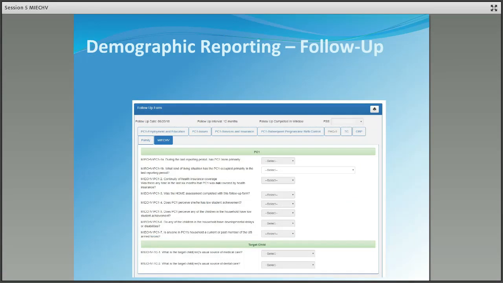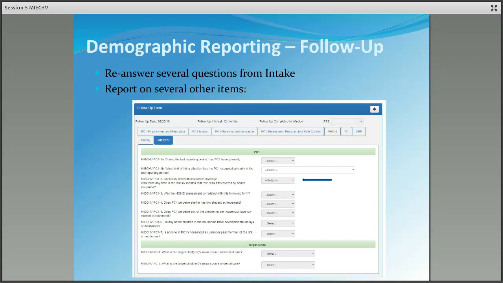And at follow-up, MIECHV workers must re-answer several items from intake to determine if the family situation has changed. But there are 3 new items at this point. Workers must report on whether PC1 had continuous health insurance over the past 6 months, whether they completed the HOME or CHEERS check-in at this follow-up, and what TC's usual source of medical and dental care are.